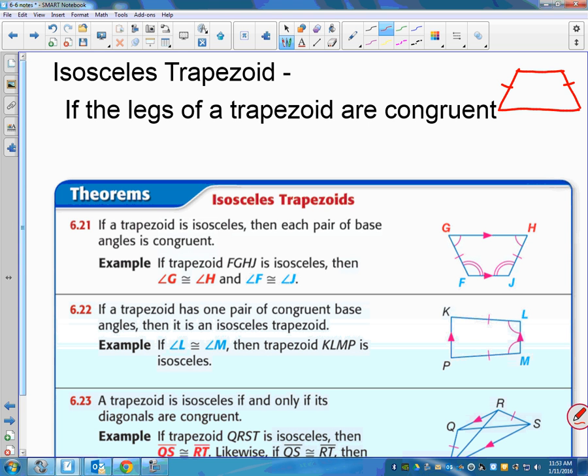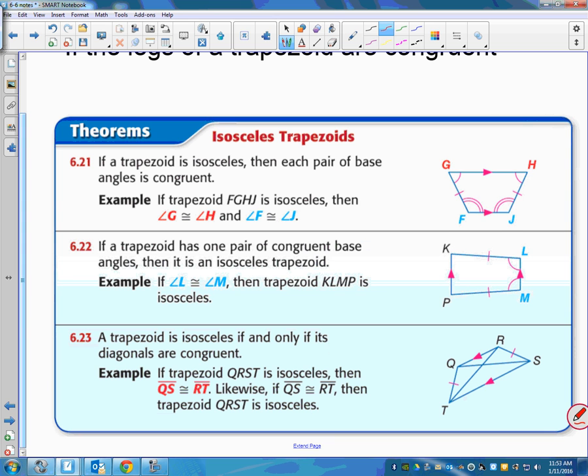And if you have an isosceles trapezoid, then we can say all these theorems are true about it. Notice again, I didn't make you fill any blanks in here. I just want you to know what it says. It says if a trapezoid is isosceles, then each pair of base angles is congruent. So the base angles are the angles that come from each base. So notice that this angle is congruent to this angle, and that angle F would be congruent to angle G. So it's not that opposite angles are congruent, it's just that the angles on each base would be congruent.